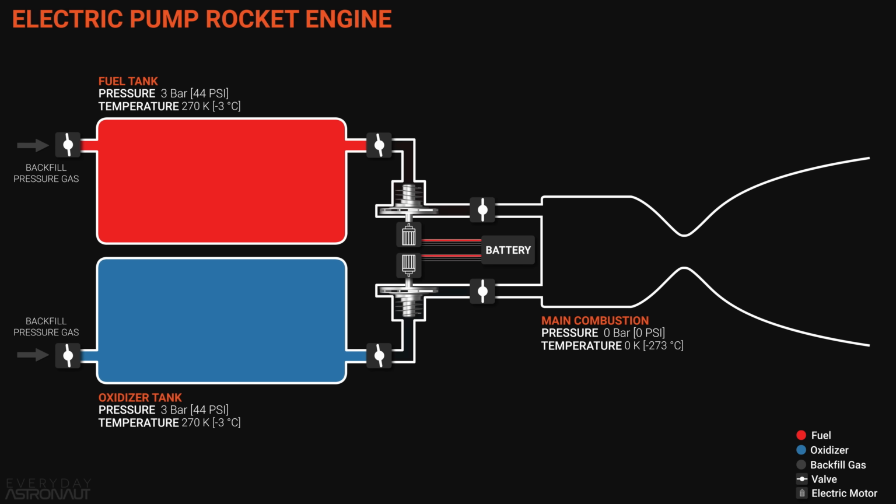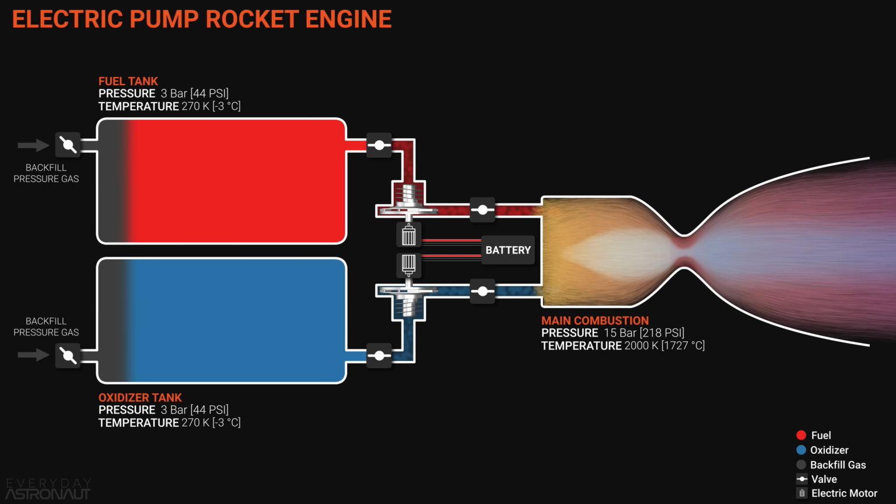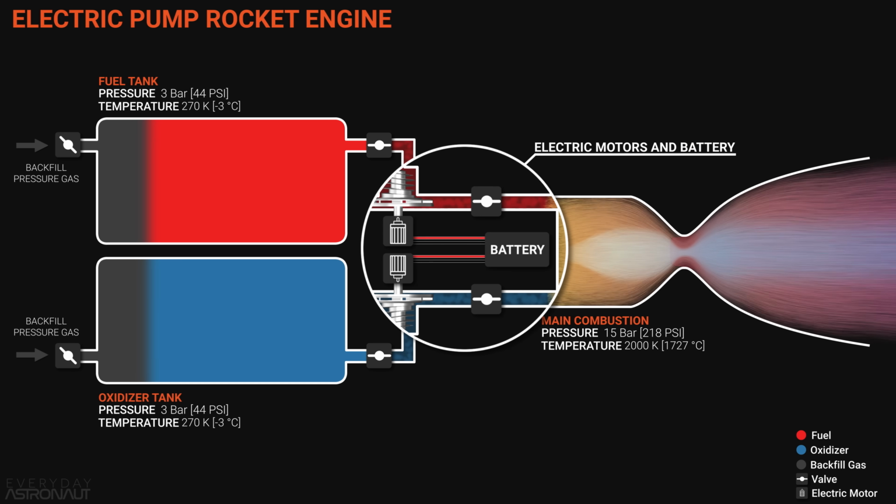Okay, so we want to pump our propellants into the engine. Obviously, a pump can increase the pressure a lot, and as we know, pressure is a good thing. But running a pump requires energy. A lot of energy. So perhaps the easiest way to power a pump is with electricity. That's right. That is now a reality in spaceflight. You can run a rocket engine with pressure from a pump run by an electric motor powered by a lithium battery.